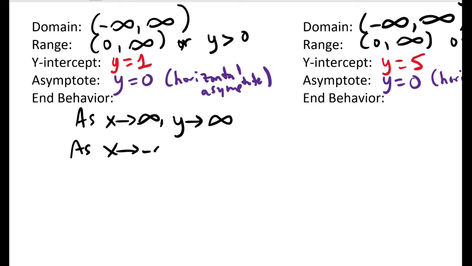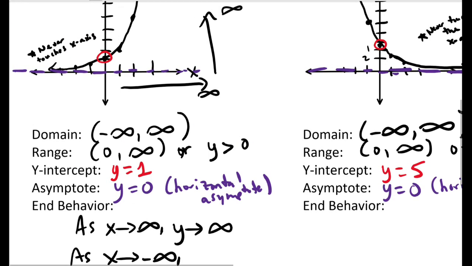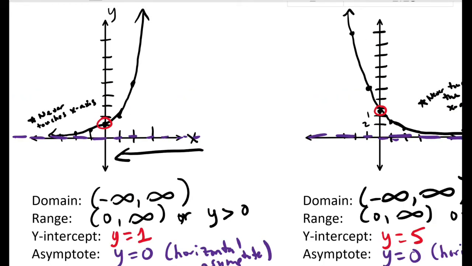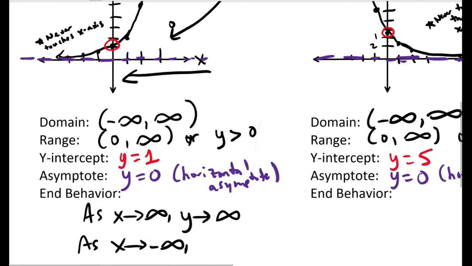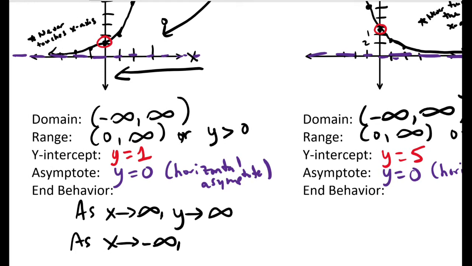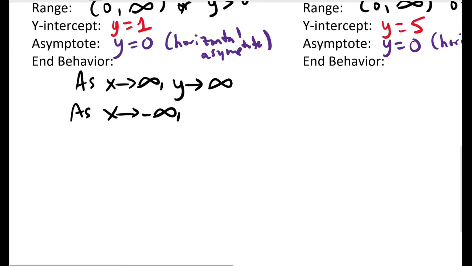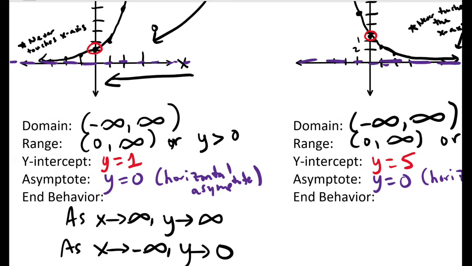As x goes more negative, going that way, the graph is not going up anymore. The graph is actually going down, right? So you're going down to what value? Well, it's going down to 0, but never actually reaching 0. So as x is going down to the left, the graph is decreasing to 0. So as x approaches negative infinity, y approaches 0. But of course, it never reaches it.